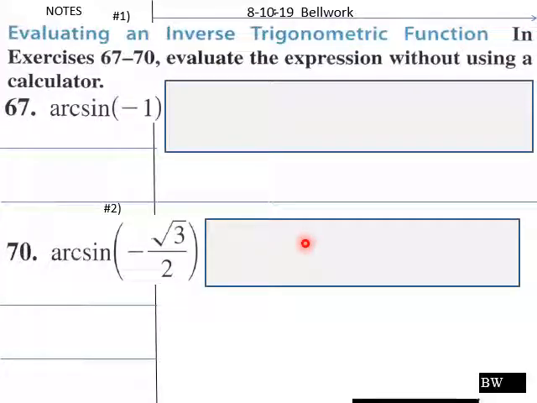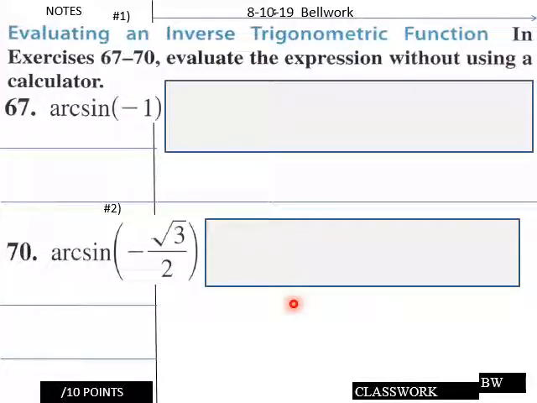Teachers and students, we start out with a bell work like we always do. In these exercises, evaluate the expression without using a calculator. For this one, arcsine of the negative square root of 3 over 2. Evaluate those without a calculator. And teachers, give your students about 3-4 minutes for that.